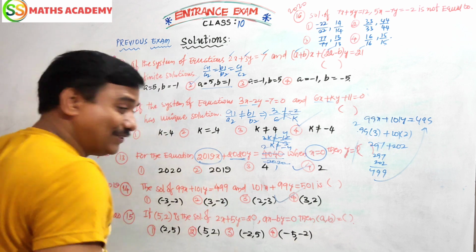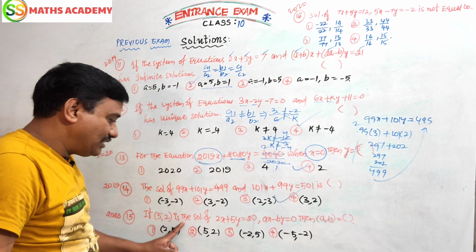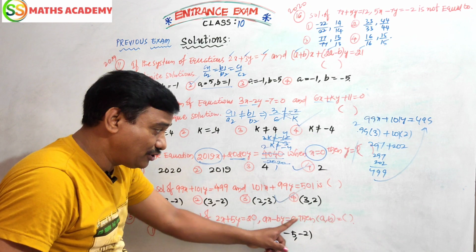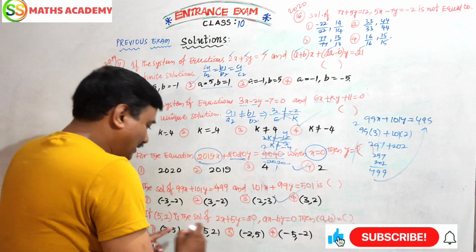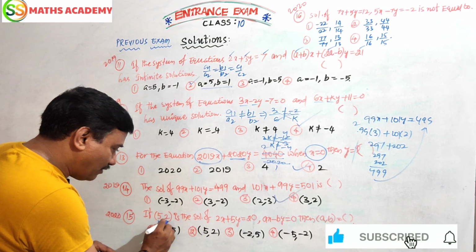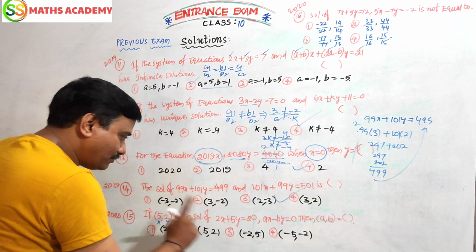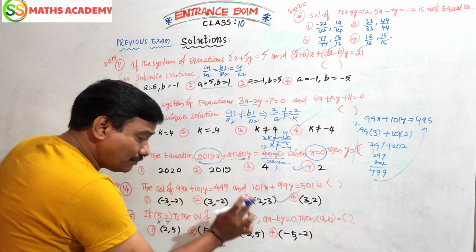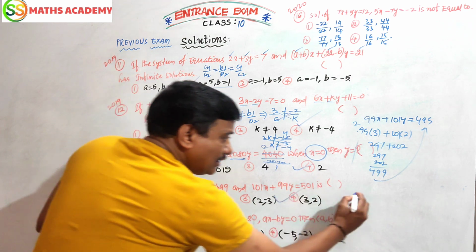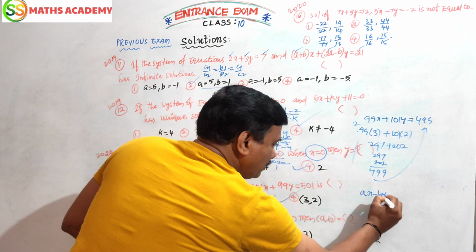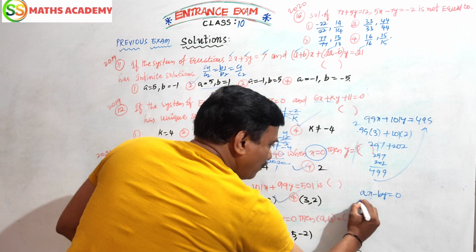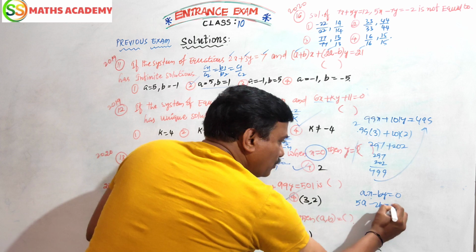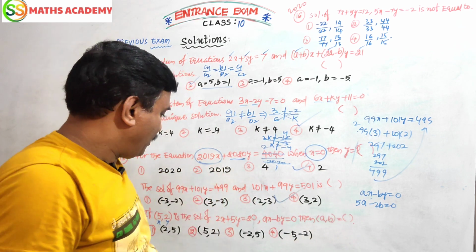Next. If 5 comma 2 is the solution of 2x plus 5y equals 20 and ax minus by equals 0, then find a and b. It is the solution: x value 5, y value 2. 2 into 5 is 10, 5 into 2 is 10, 10 plus 10 is 20. Satisfied. Same point is on the other equation, so ax minus by equals 0 means 5a minus 2b equals 0. One equation we are getting.